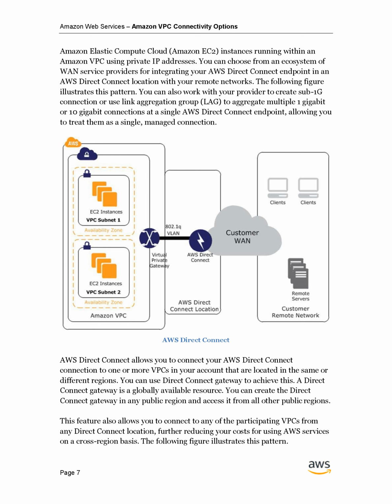You can use Direct Connect Gateway to achieve this. A Direct Connect Gateway is a globally available resource. You can create the Direct Connect Gateway in any public region and access it from all other public regions. This feature also allows you to connect to any of the participating VPCs from any Direct Connect location, further reducing your costs for using AWS services on a cross-region basis. The following figure illustrates this pattern.